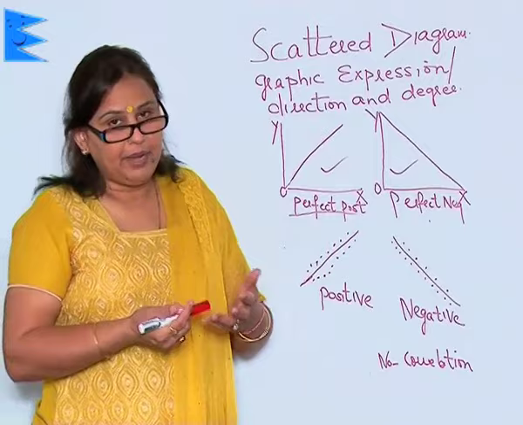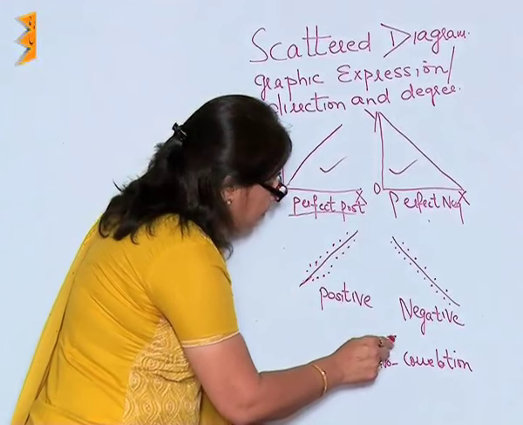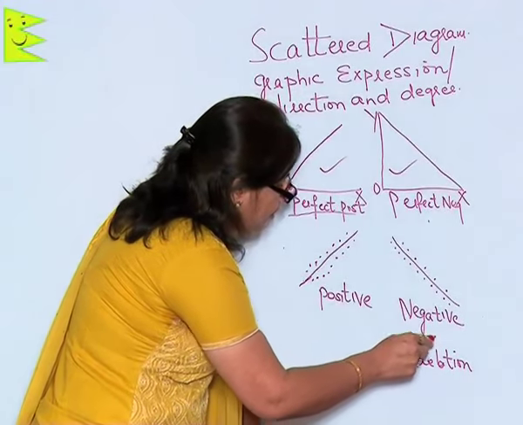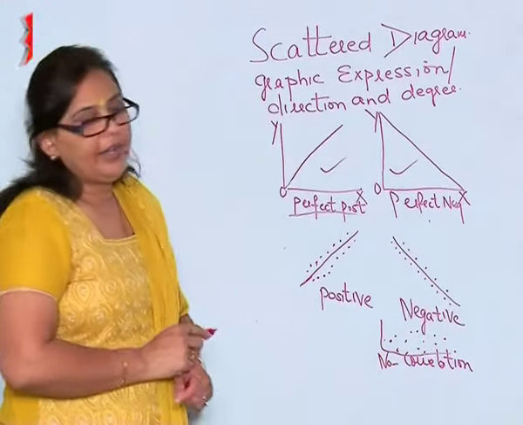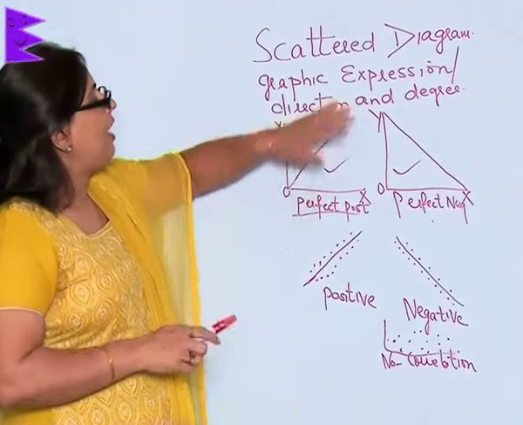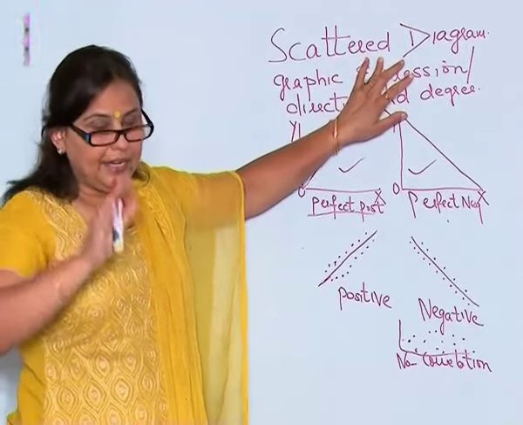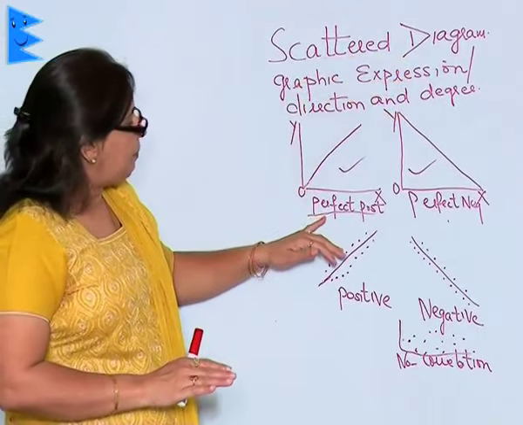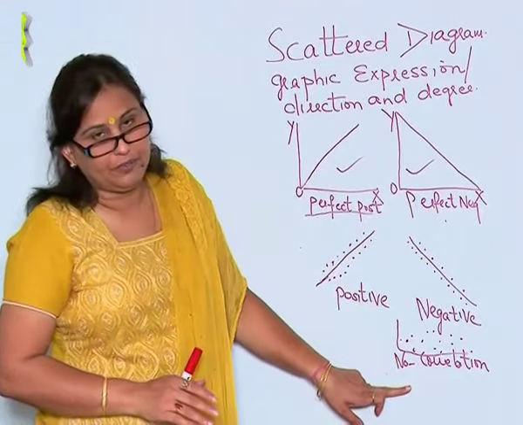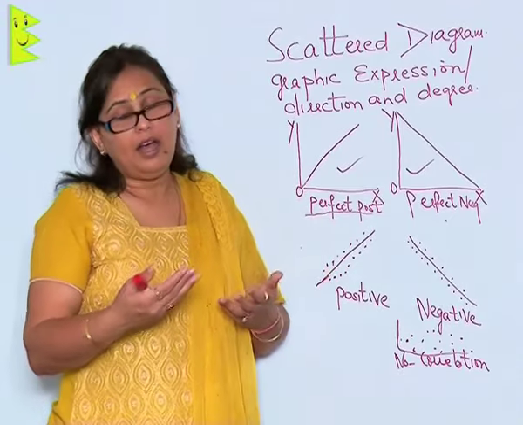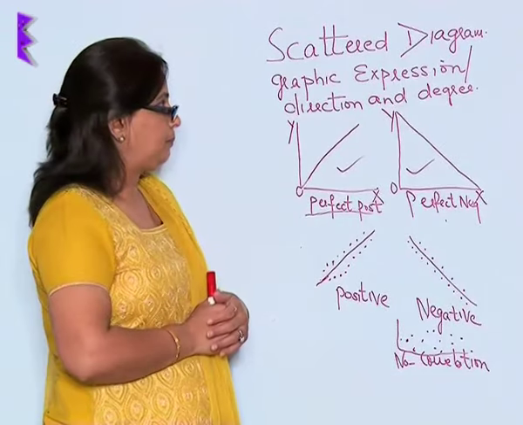But sometimes there is no correlation at all. This is the kind of no correlation that we have. So, when we are measuring with the scattered diagram, it is merely by presenting the graphic expression of the perfect positive, perfect negative, positive, negative and no correlation that we are able to present by the scattered diagram method.